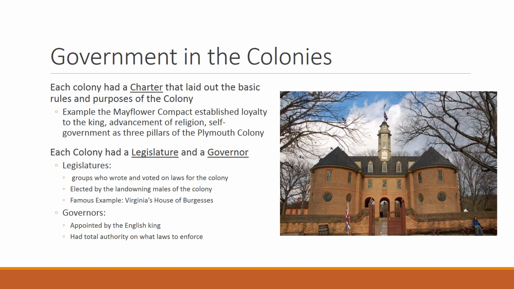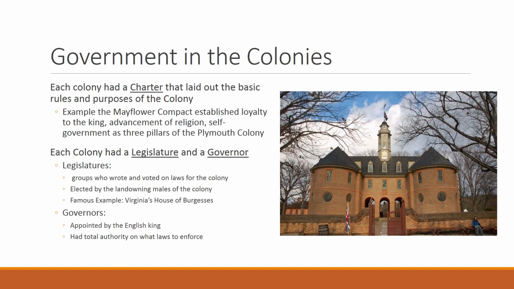Government in the 13 colonies was determined primarily by the charter of that colony. Every colony had a charter, and the charter was basically an agreement between that colony and the King of England. The charter usually laid out basic rules of the colony and also the purposes of the colony, and established that the colony promised to be loyal to the king.